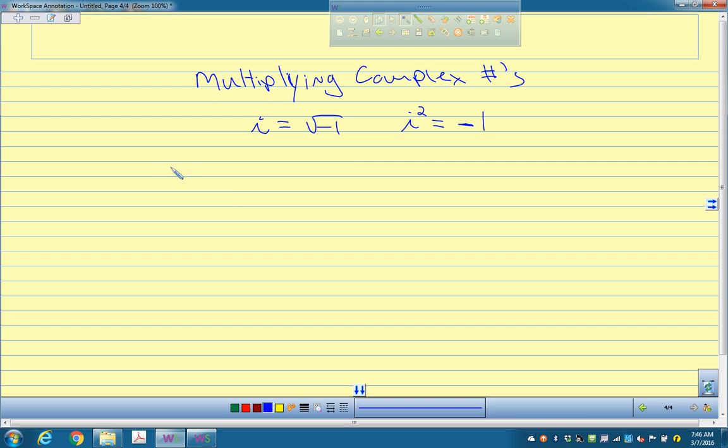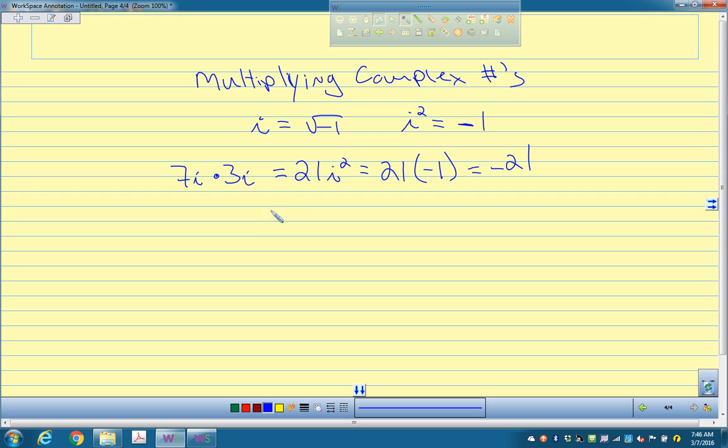So if I have something like this, 7i times 3i, all you do is you multiply together the real part, and then you multiply together the imaginary part. So you get 7 times 3, which is 21, times i squared. And what's i squared? -1, so you have 21 times -1, which gives you -21. All right? So that's how you multiply something that has i's in it.